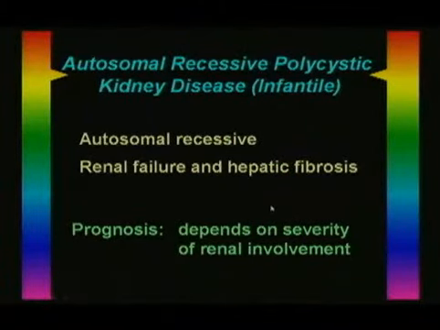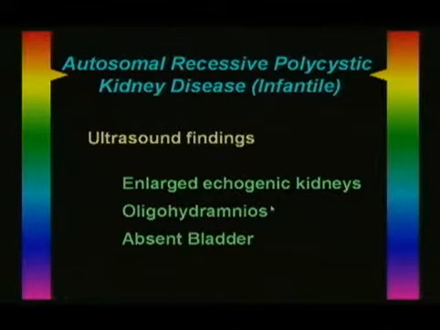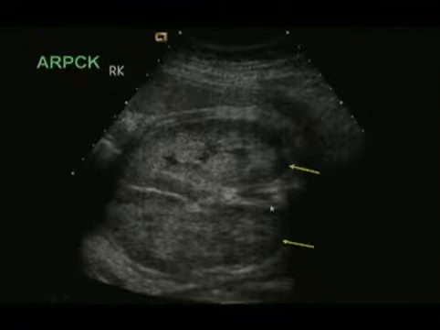Autosomal recessive polycystic kidney disease is a disease that affects the kidneys such that there is severe renal failure, and these fetuses may develop hepatic fibrosis. The severity of the disease in utero and shortly after birth depends on the degree of renal involvement. What we see on ultrasound is enlarged echogenic kidneys. Because these kidneys are typically non-functional, there will be severe oligohydramnios, and we are often unable to identify any bladder because there's no urine to fill it.